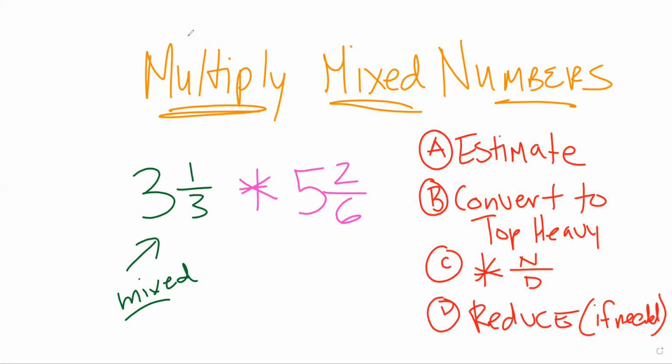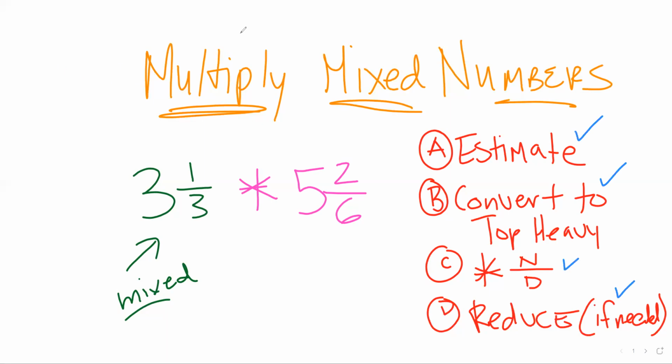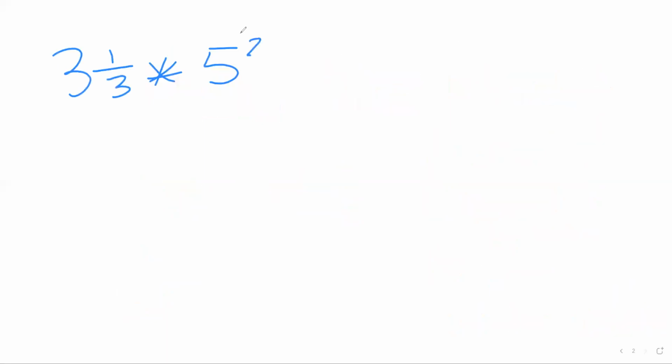So again, 3 1/3 times 5 2/6. What is that going to look like when we go through these steps? When we estimate, convert to top heavy, multiply our numerators and denominators, and then reduce if we need to. So let's play that game. So 3 1/3 times 5 2/6. Okay, so step one of our process, we're going to go ahead and estimate.